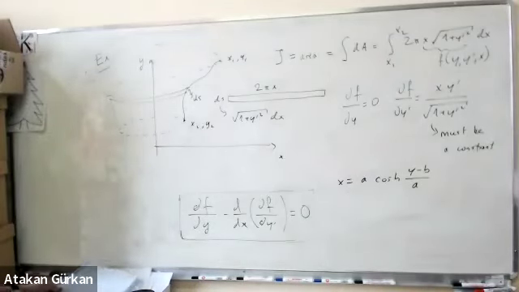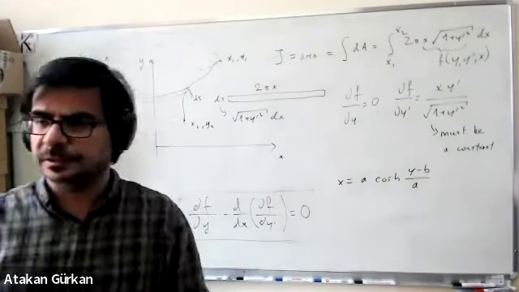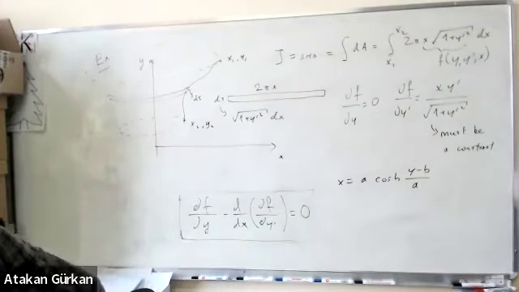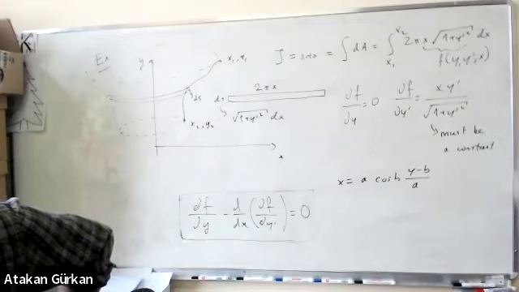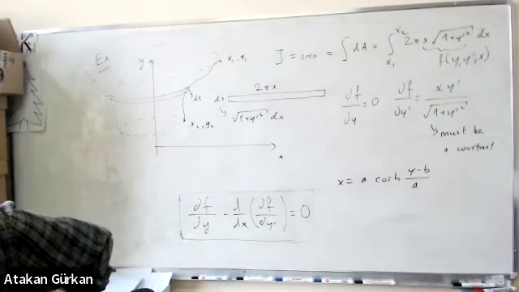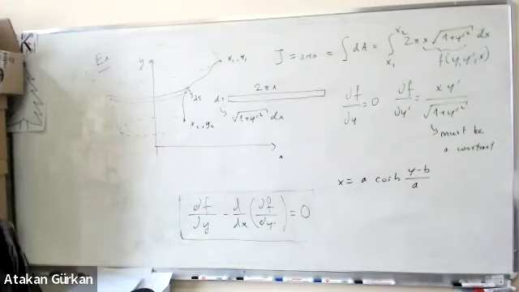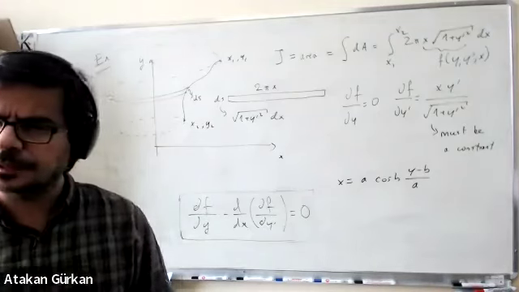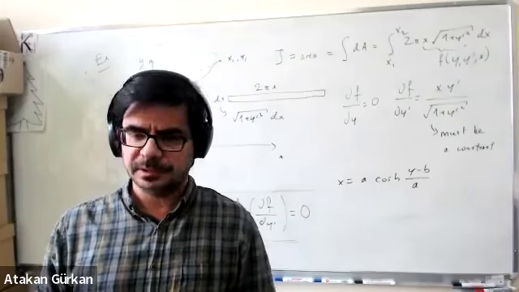This cosine hyperbolic curve is known as a catenary. Do you know what a catenary is? Have you heard it before? Someone is speaking, but I can't hear you. I said yes, hocam. Okay, so what's a catenary?